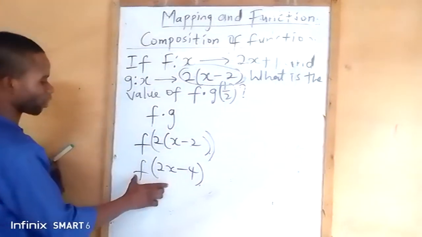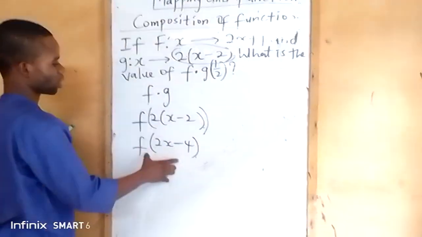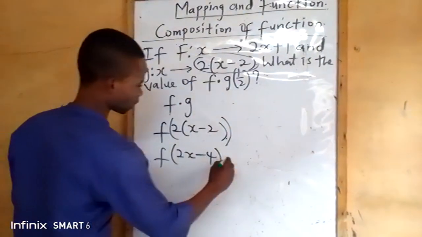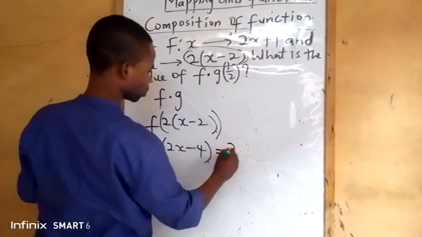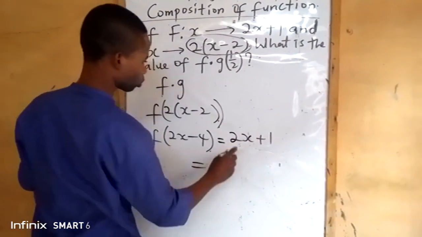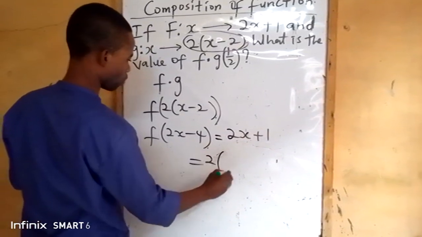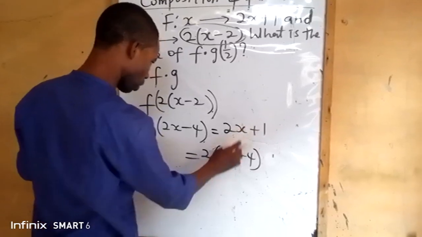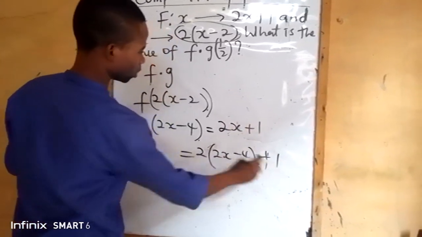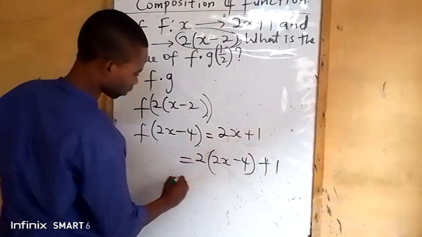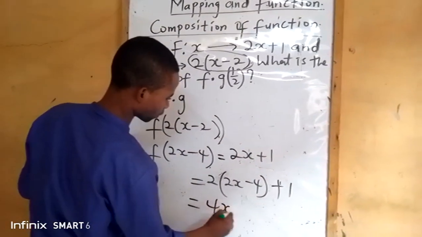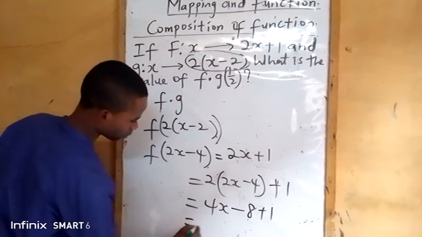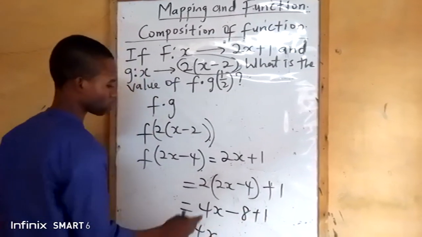That means wherever I see x in f of x, I'm going to substitute 2x minus 4. And what is f of x? F of x is 2x plus 1. That means I'm going to substitute this for this x. 2 open bracket 2x minus 4 plus 1. This x I substituted this. That means our answer is 2 times 2x, 4x, minus 2 times 4, 8, plus 1. That means our answer is 4x minus 8 plus 1, which is 4x minus 7.